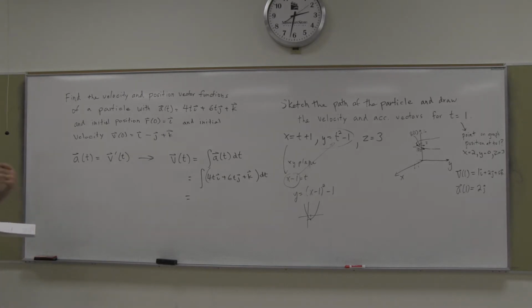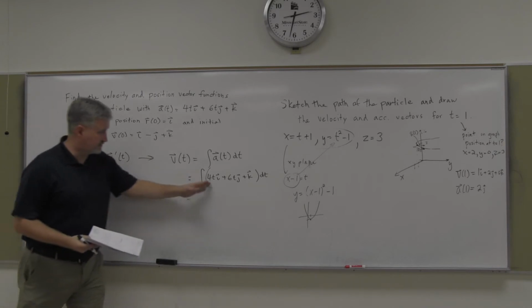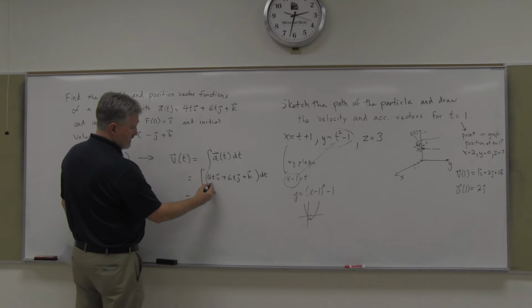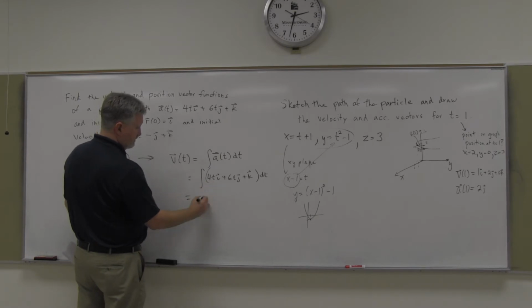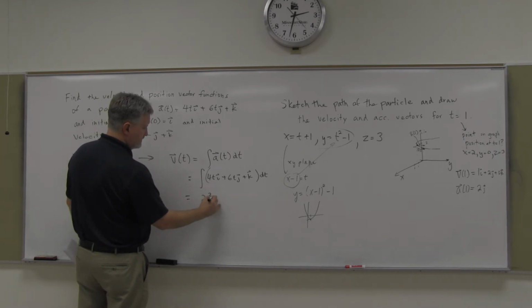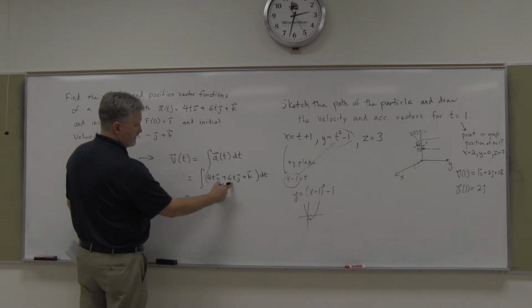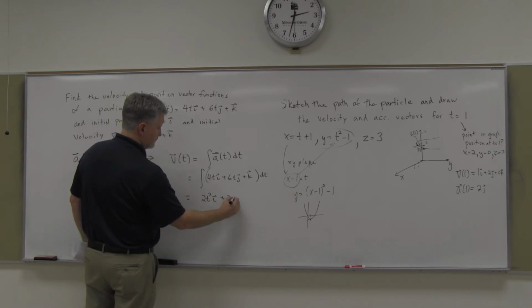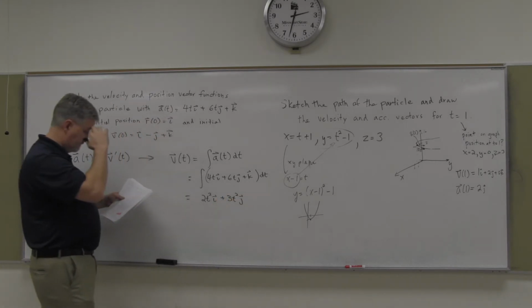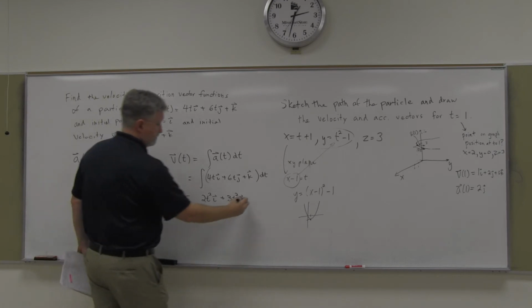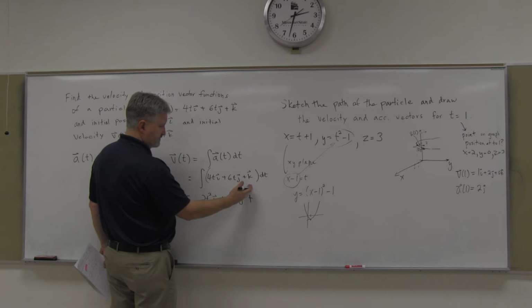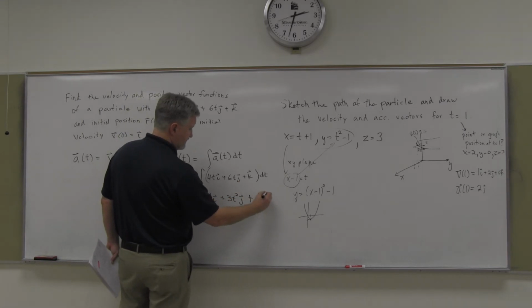All right, and so the way you do that is you just do the antiderivative of each individual part. So the i part, the antiderivative there would be what, 2t squared? 2t squared i. The antiderivative here would be 3t squared j. And then the k component is just 1, so the antiderivative of that would just be t. t times k.